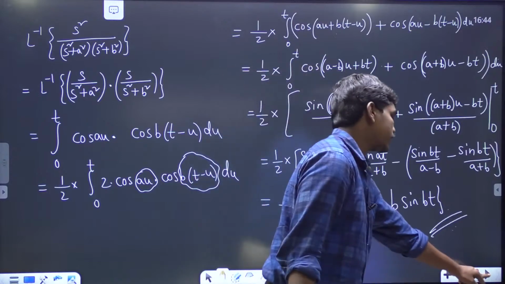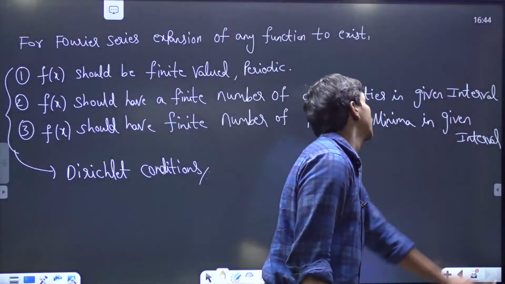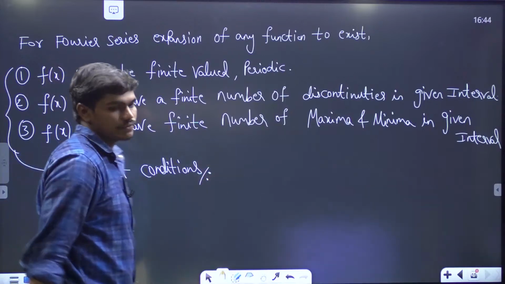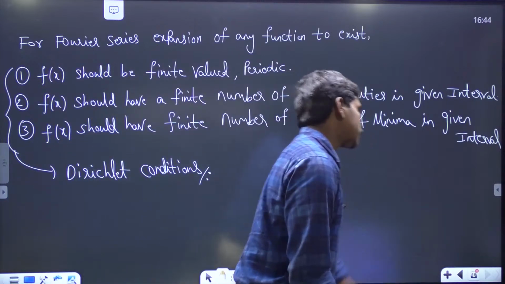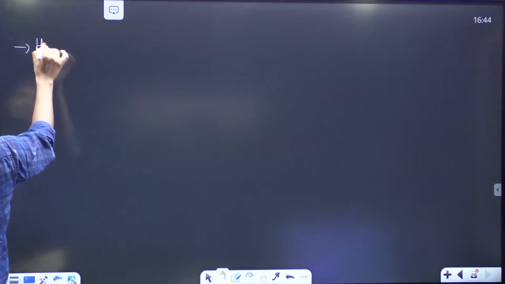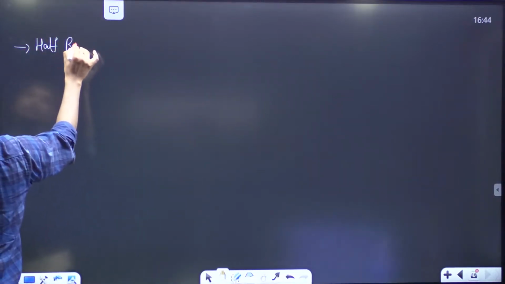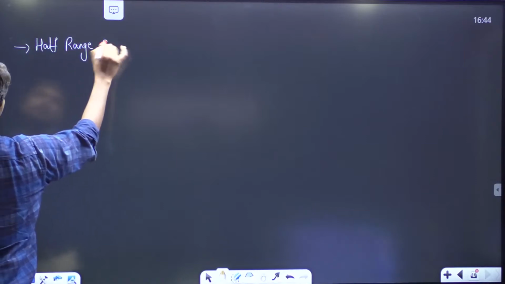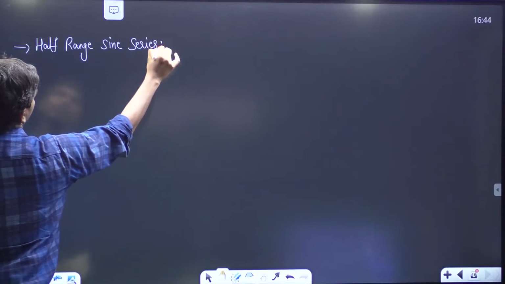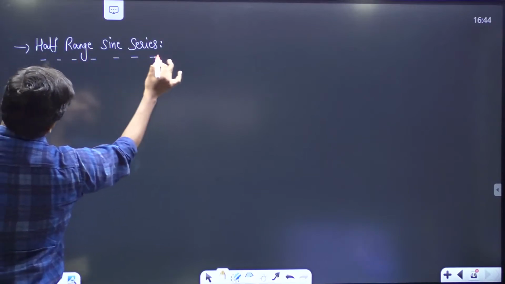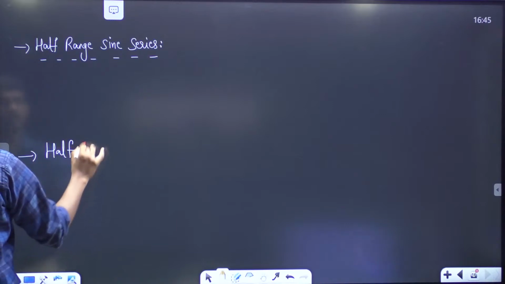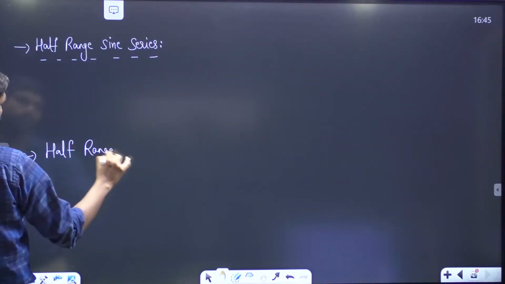So see here, this is basically the Dirichlet conditions which we need to clarify here. Next, we talked something about half range sine series, and we'll discuss also something called half range cosine series.